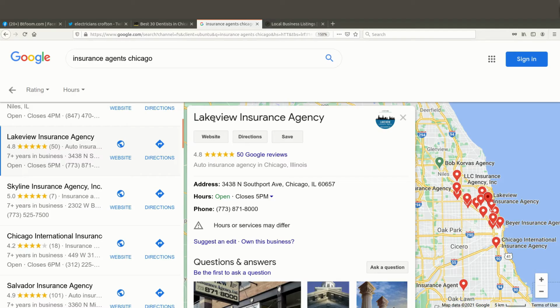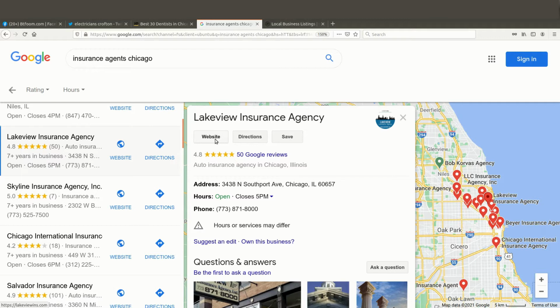So like if we see this Lakeland Insurance Agency, right, that's the name, then we have the address here. Then we have the phone number. Now, of course, Google tracks much more than just these three things, but that's how the core concept started. Obviously, the website also, and that's a very important part.